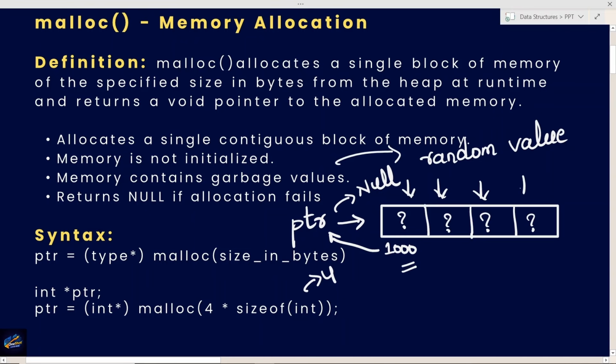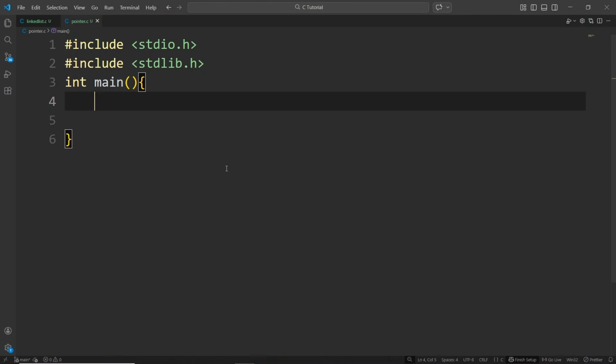Let's now write the code of this malloc function. We will write the code, allocate the memory, and print the values. Let's quickly go to the code editor. Now let's start our malloc code.